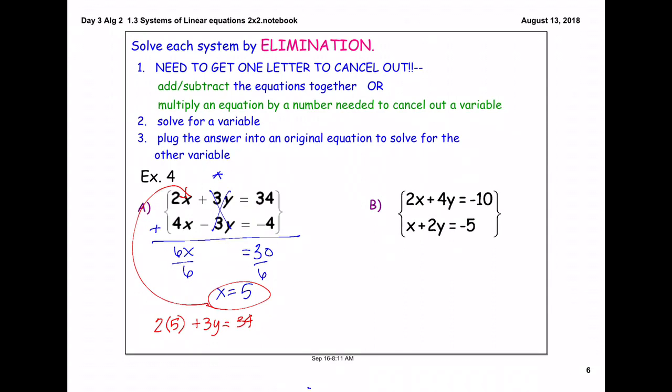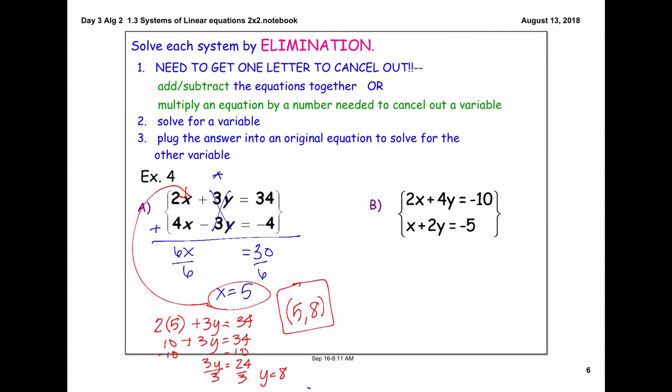2 times 5 is 10. The inverse of positive 10 is minus 10. So 3y equals 24. Inverse of multiplication is division. y is equal to 8. So the ordered pair of where these two lines would intersect is (5, 8).